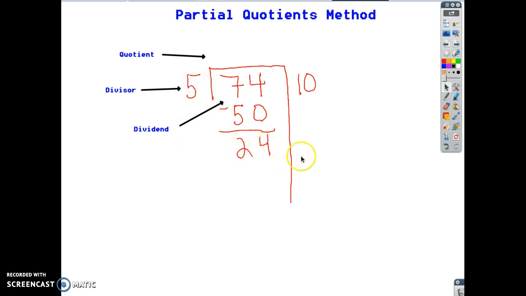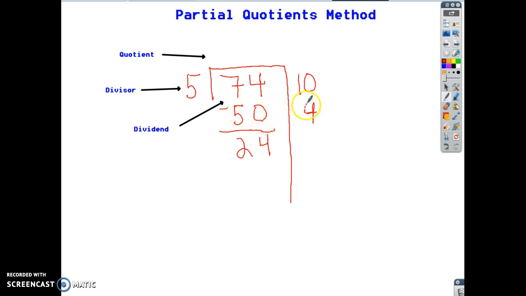It usually gets easier and easier as you go. Now I can't use 10 again, because 10 times 5 is 50. We can't go over the 24. So I have to think how many 5s fit into 24 without going over. So let's see, if you know your facts, 5 times 4 is 20. 5 times 5 is 25, so 5's even too big. So 5 times 4, so 4 5s fit into 24, so I'm going to put the 4 over here.